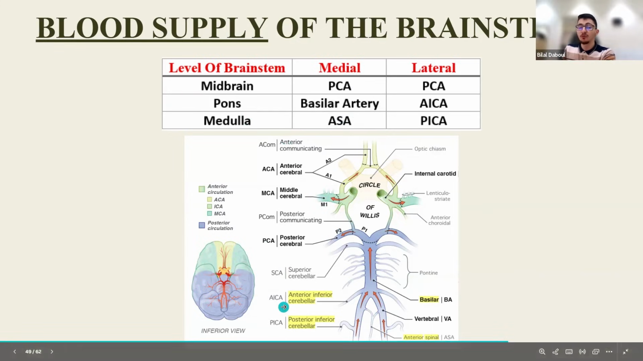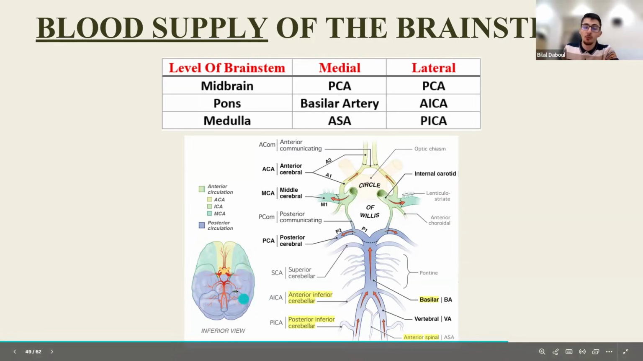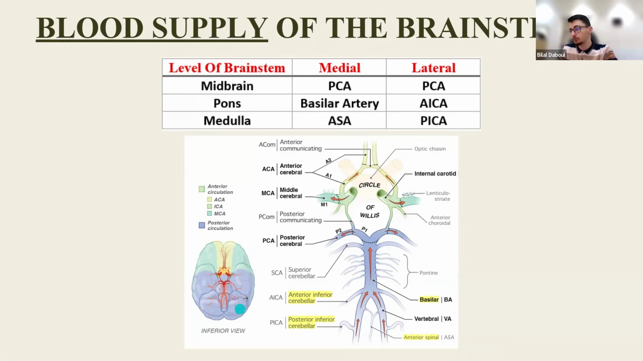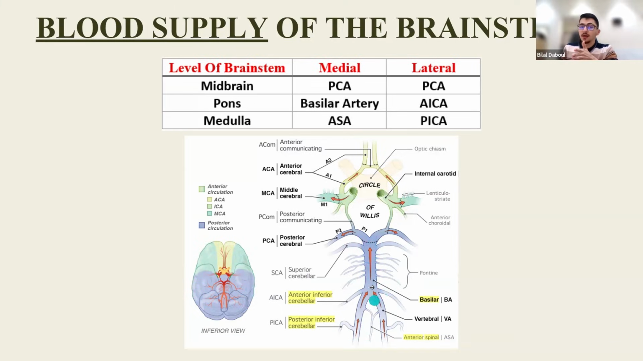For PICA, it provides blood supply to the lateral medulla. As we said, again, it's a branch of the vertebral artery. It actually curls laterally to supply the lateral medulla and also a portion of the inferior cerebellum, but that's not really important for you. The basilar artery supplies the medial and ventral aspect of the pons. Okay, so it sits within the basilar groove, gives off pontine branches that apply to the medial pons.